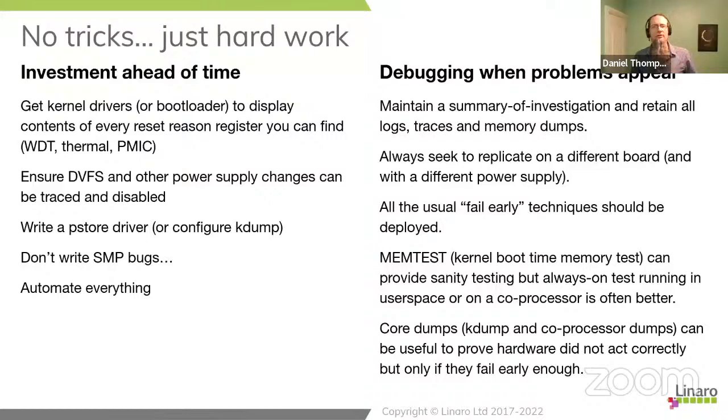So there are things we can do ahead of time to make things better for ourselves. Suggestions include things like kernel drivers or the bootloader should display every reset reason you can possibly find on your hardware. Part of random failure is random reset, and it's very helpful to know: was it a watchdog? Was it a thermal override? Was there a brownout? What caused the device to actually go into reset in the first place?